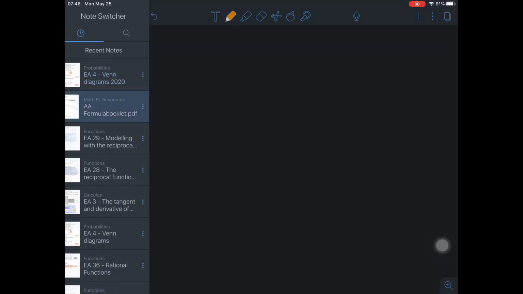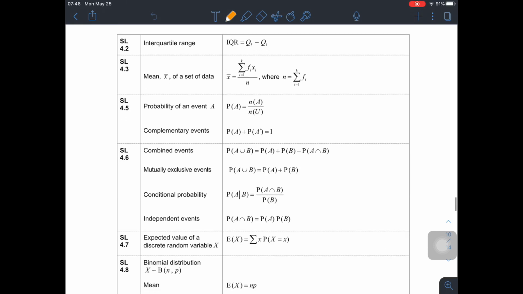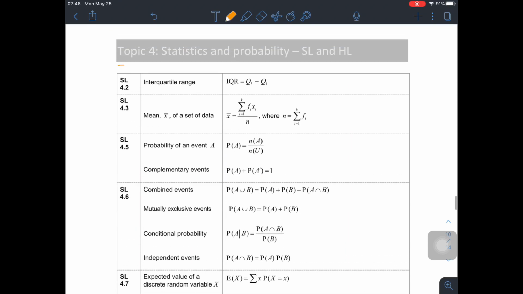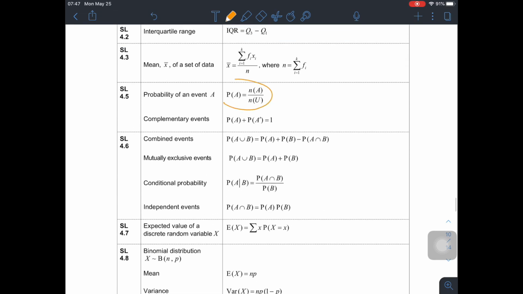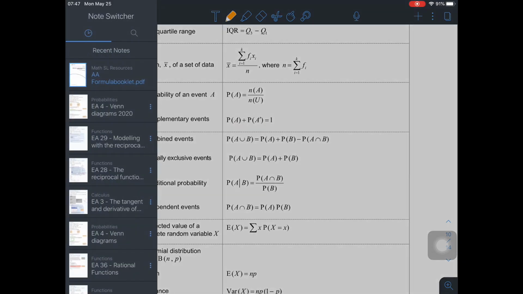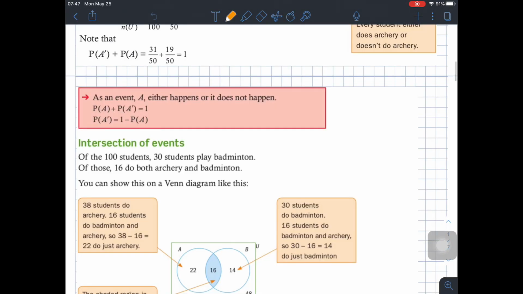Let me show you that. If I go to formula booklet, here it says probability of A plus probability of not A equals 1. Remember, this is topic 4. When we talk about statistics and probability, you should look at topic 4 in the formula booklet. And here you have the first formula we've seen last class, and now we're doing this one, okay? So in case you don't remember, this formula here is in the formula booklet.